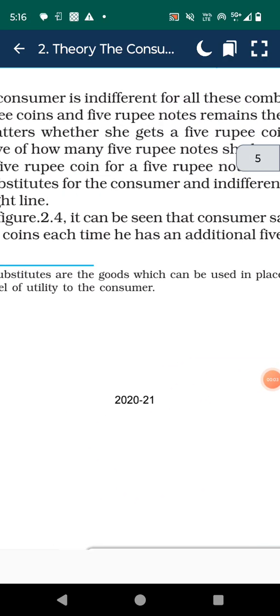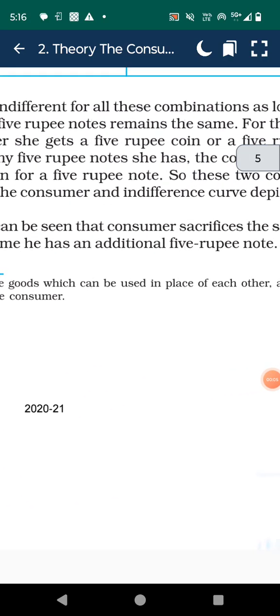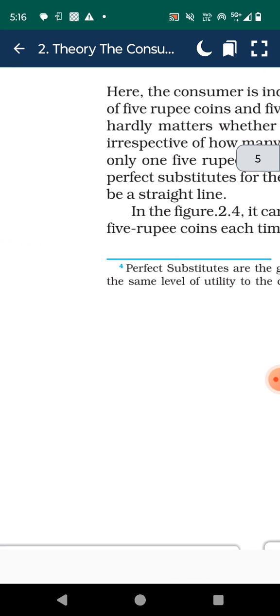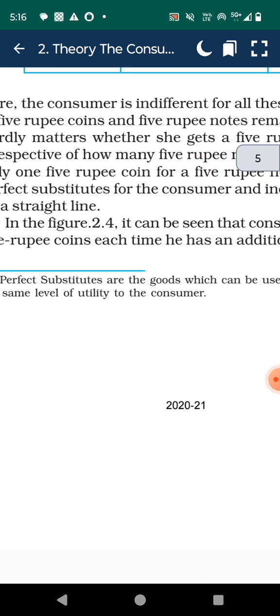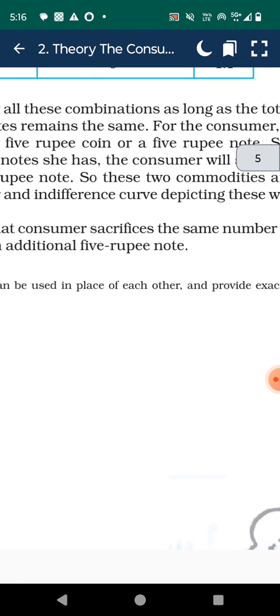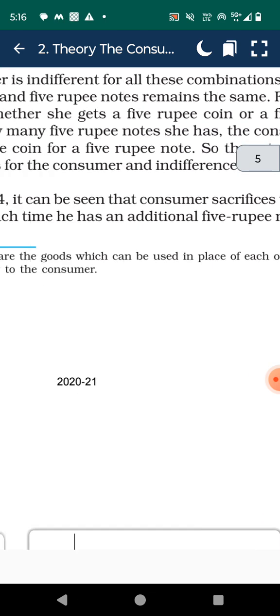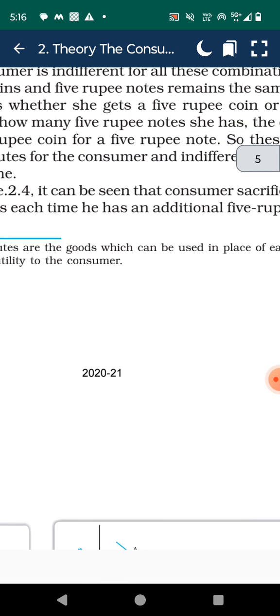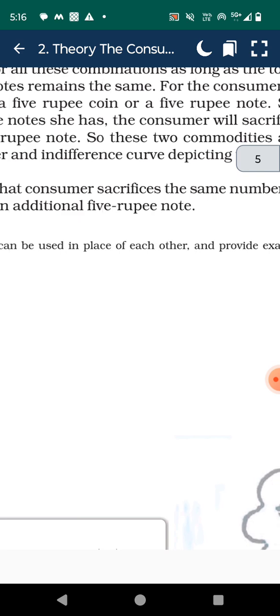Here the consumer is indifferent for all these combinations as long as the total utility of the 5 rupee coin and the 5 rupee notes remain the same. For the consumer, it hardly matters whether she gets a 5 rupee coin or a 5 rupee note.